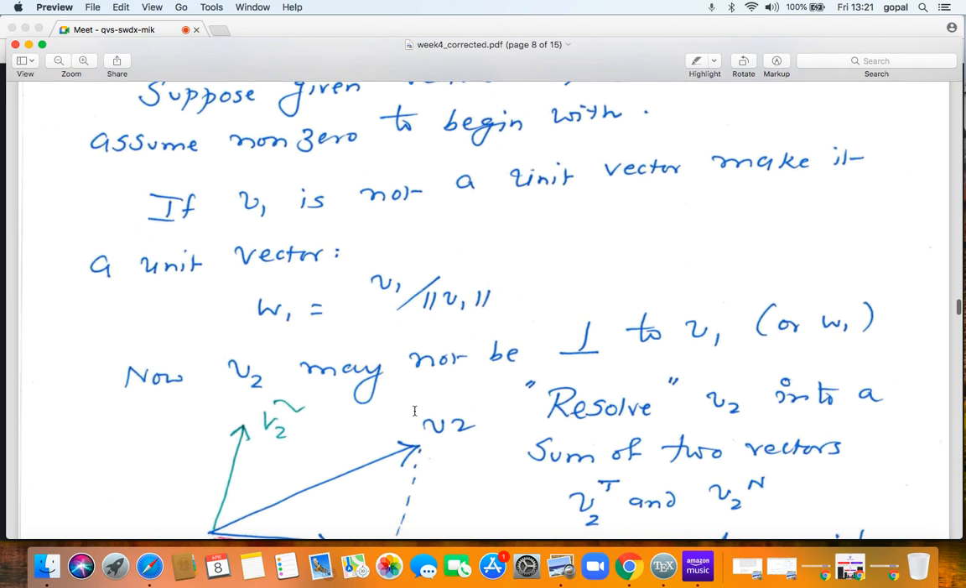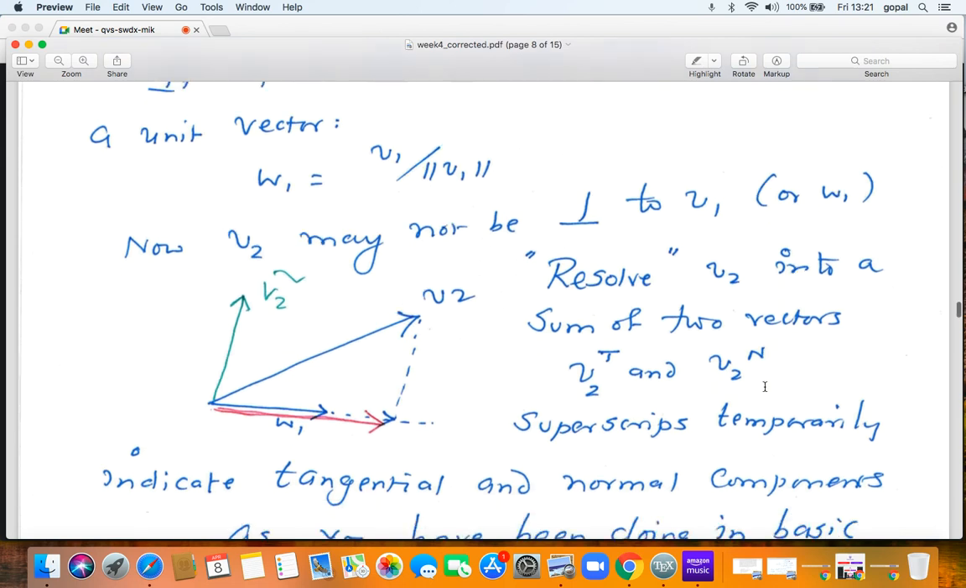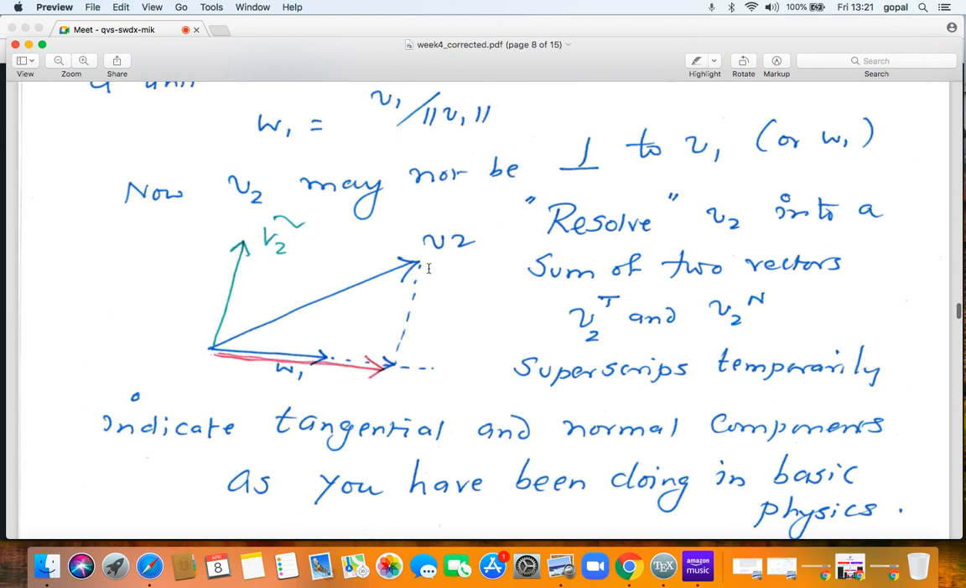So v2 is not perpendicular to v1. So what do we do? You resolve v2 in the tangential direction and the normal direction. The tangential component we denote by v2 superscript t, and the normal component we denote by v2 superscript n. The t stands for tangential and the n stands for normal. This notation is just temporary, only for this discussion, and as soon as we finish, we'll abandon superscript t and superscript n. We must write v2 as a sum of two vectors, one in the tangential direction and the other in the normal direction.